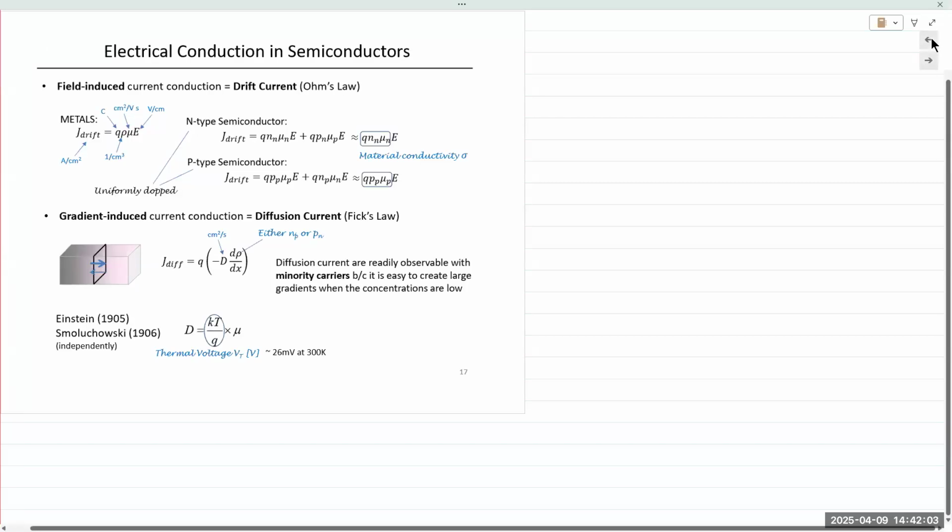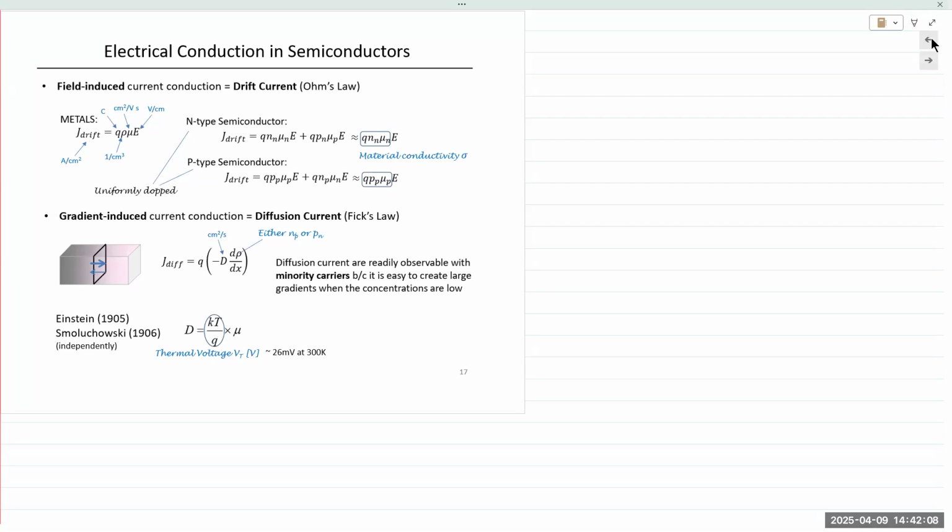All right, so in metals, insulators, of course, cannot conduct because they don't have any free electrons. Metals have a whole bunch of free electrons. So if you apply an electric field, current starts flowing, the electrons responding in the direction of the electric field. So current flow is due to only one mechanism, and that is known as field-induced current conduction. Field-induced simply means, in simple terms, applied voltage.